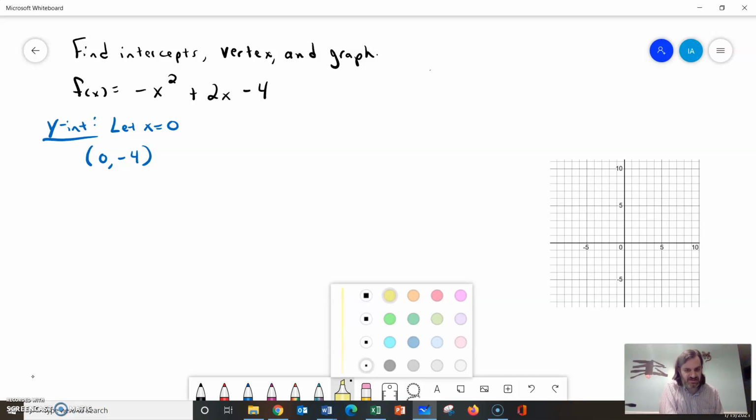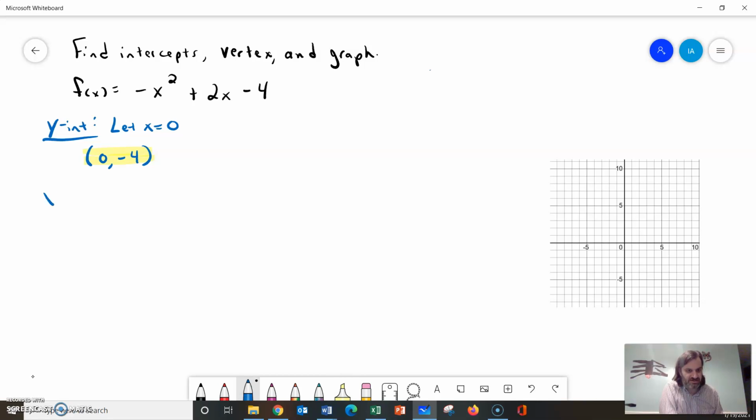Let's highlight that. And then let's go to our x-intercepts. So our x-intercepts come for when y equals 0, so we'll let our function equal 0, so 0 equals negative x squared plus 2x minus 4.